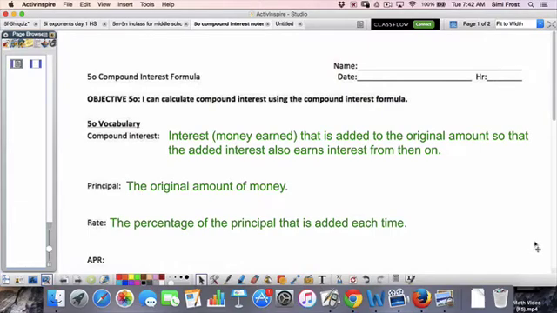The rate is the percentage of the principal that's added each time. So you're going to make more money if you put in a larger principal because it's a percentage of that principal. So if one person puts in $100 to the same bank as another puts $1,000, the person who puts in $1,000 is going to make more money each year.